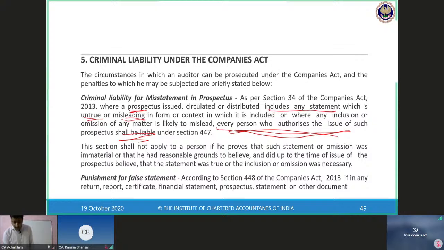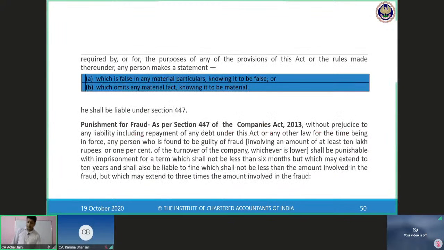As per the Companies Act, if any of these return, report, certificate or other documents are made, a person who makes a statement which is false in any material particulars, knowing it to be false, or which omits any material fact, knowing it to be material, shall be liable under section 447.